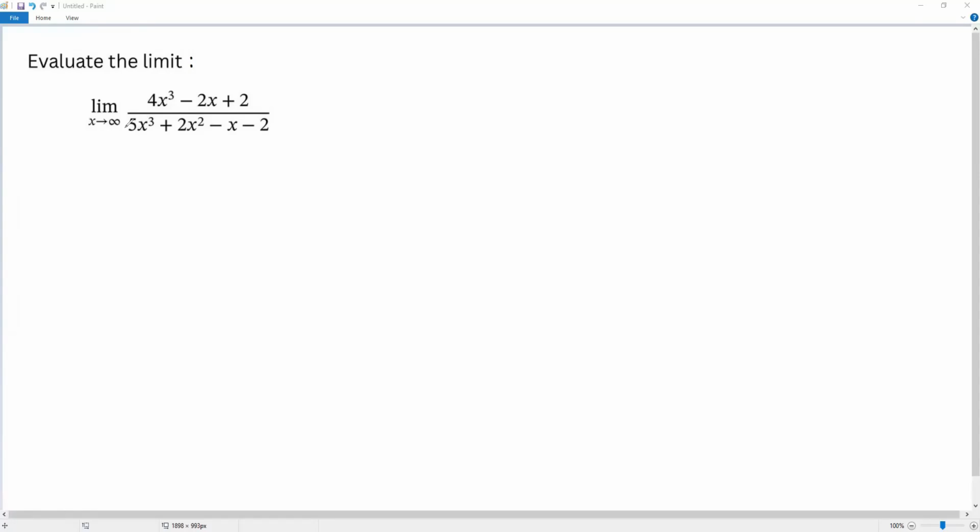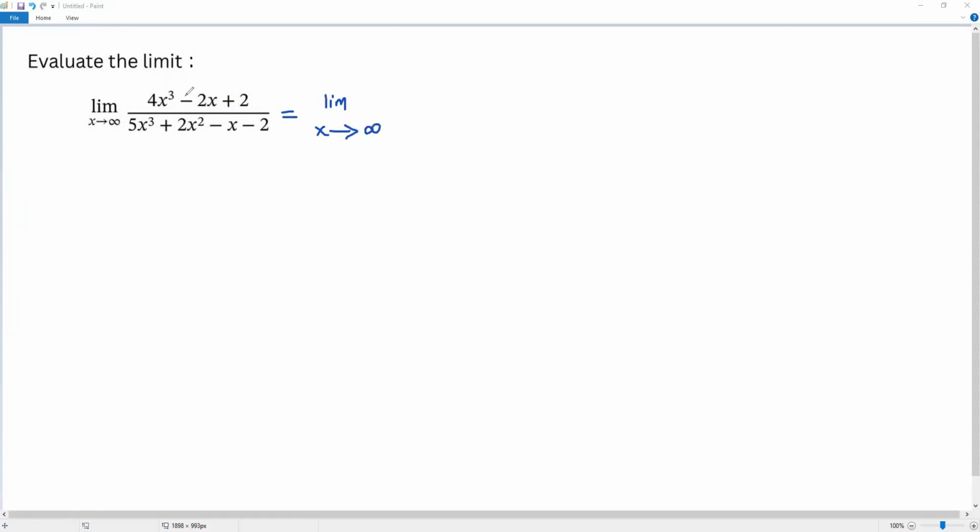Evaluate the limit. Here we have the limit as x approaches infinity of a rational expression. Since we have a limit as x approaches infinity for a rational function, we have to factor the variable x with the largest exponent in the numerator and denominator. Okay, let me do it. That is the limit as x approaches positive infinity.